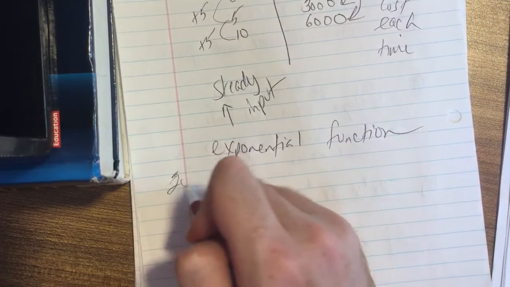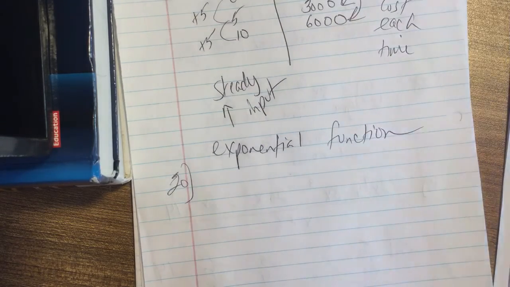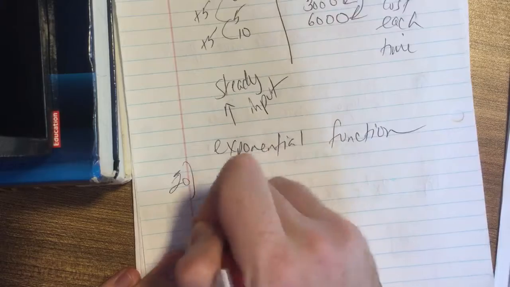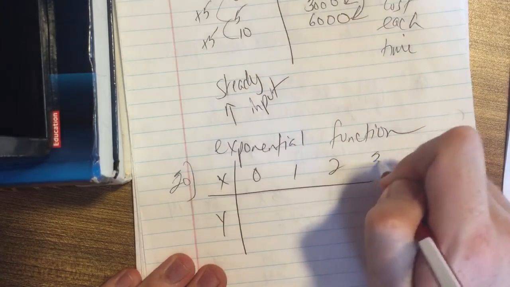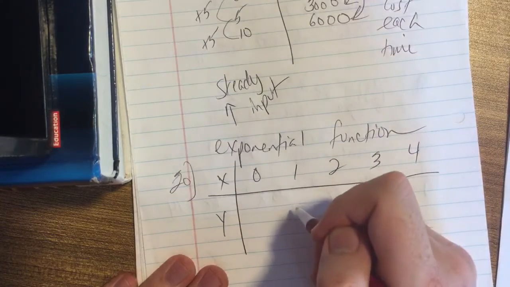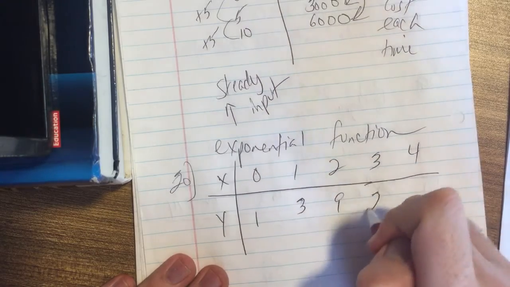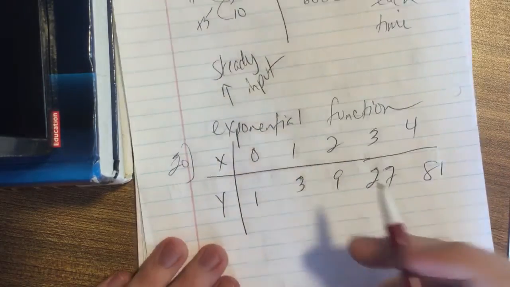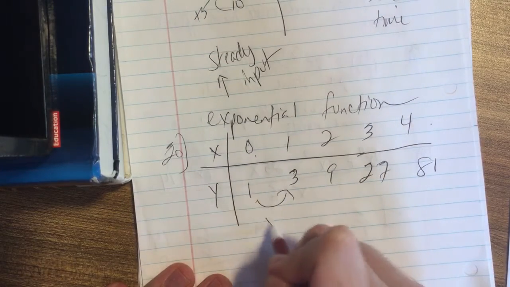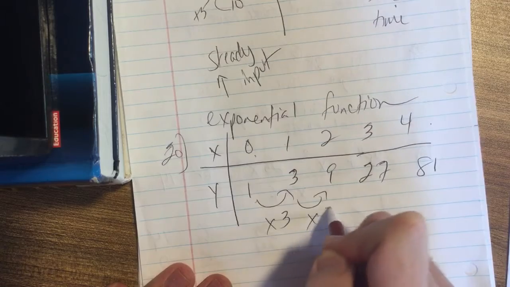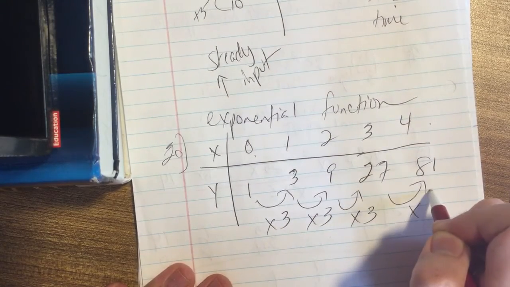Question 20. Which function is best represented by the data in this table? We have x and we have y. X is 0, 1, 2, 3, 4, a steady increase in that value, and then you have 1, 3, 9, 27, 81. What we're noticing is, again, a steady increase in x, however, you're multiplying by 3, or you're tripling each time. Since that's the case, this is definitely going to be an exponential function.